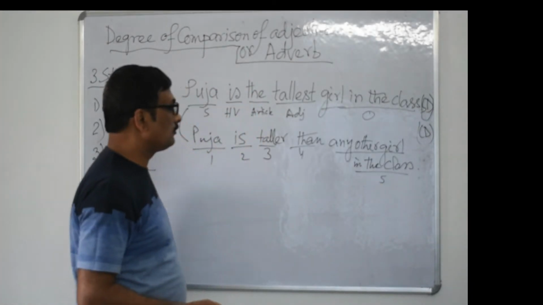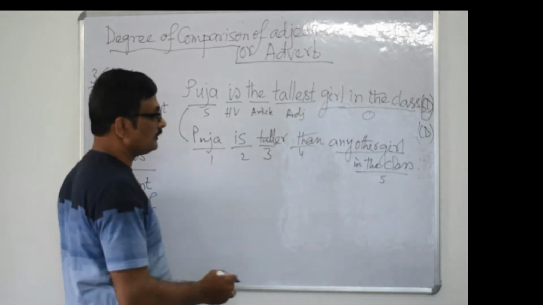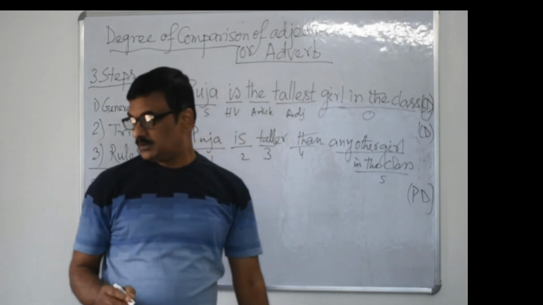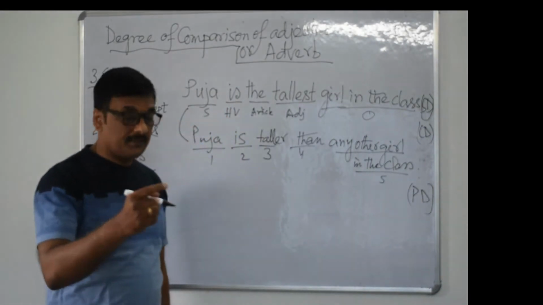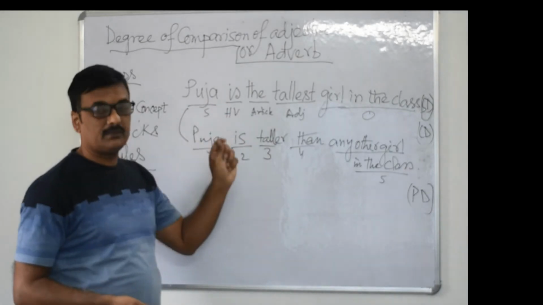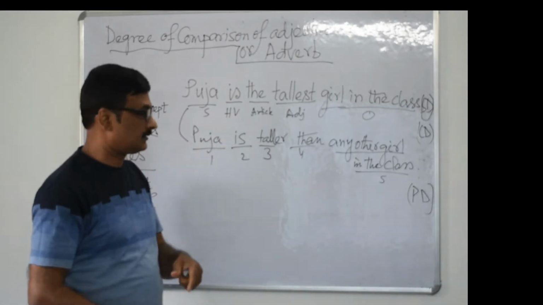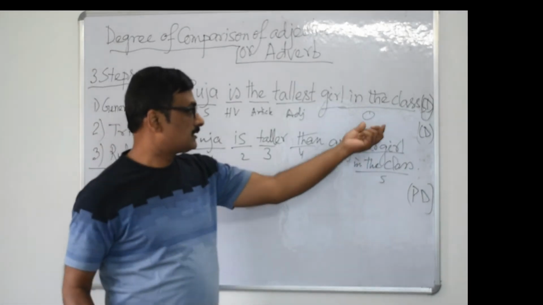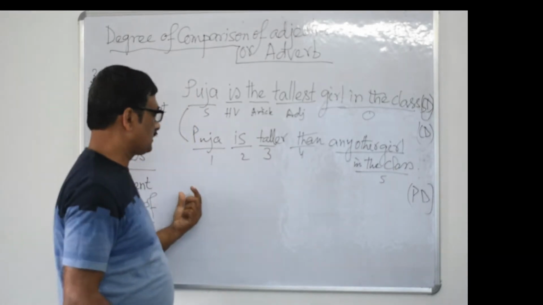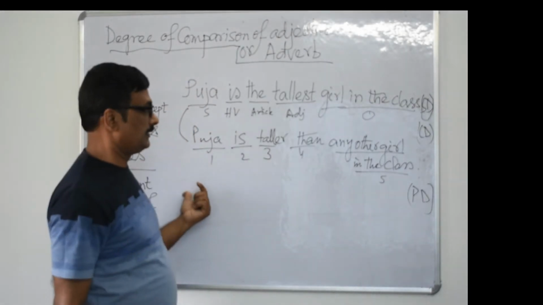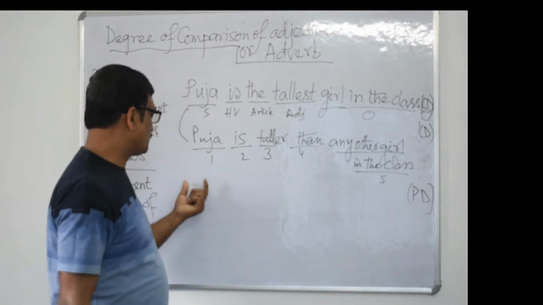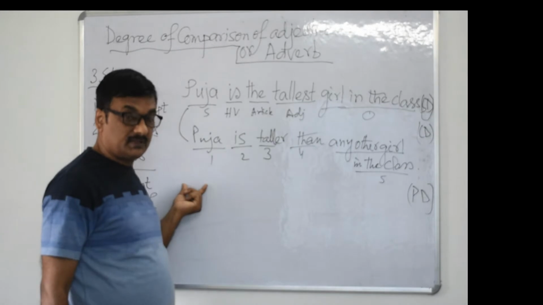Next we will proceed to positive degree, PD. Positive degree is just the reverse of superlative or comparative degree. So what is the object of comparative or superlative degree? Whatever is the object in comparative or superlative degree comes to the place of subject in positive degree.